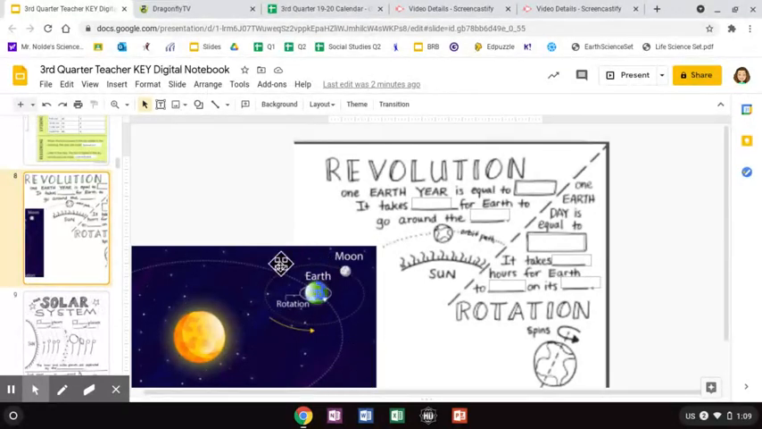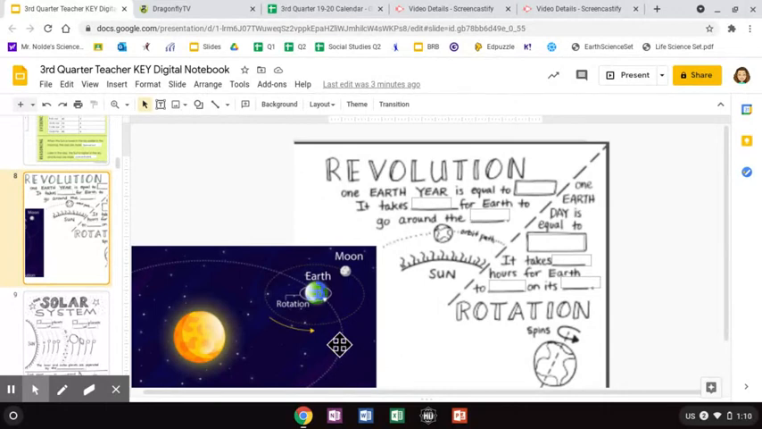Okay. So the moon revolves around the Earth, the Earth revolves around the sun, the Earth rotates on its axis, the moon rotates on its axis, and the sun also rotates on an axis. And so do all the stars, all the planets, and all the other moons. Okay, so revolution. This revolution movement takes one whole year. So that is what determines the length of a year for a planet.